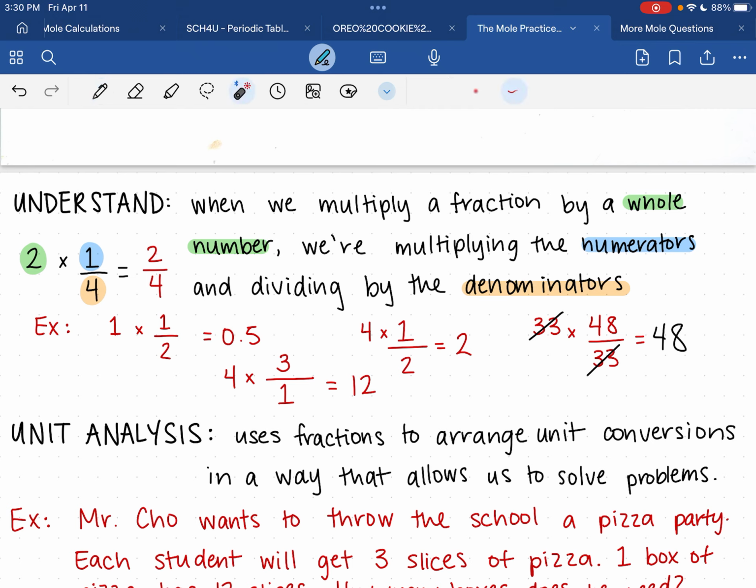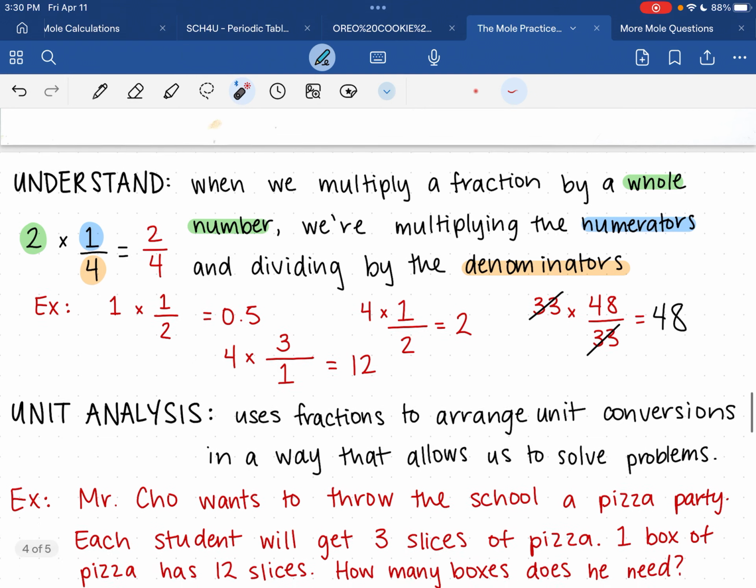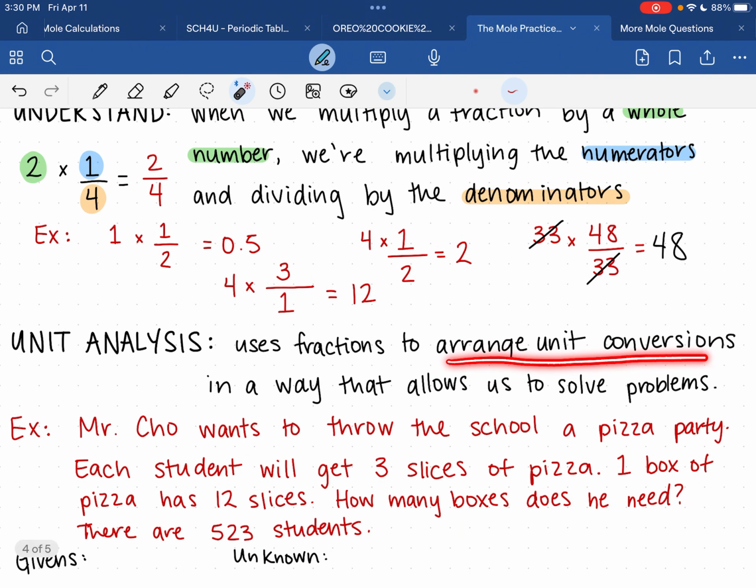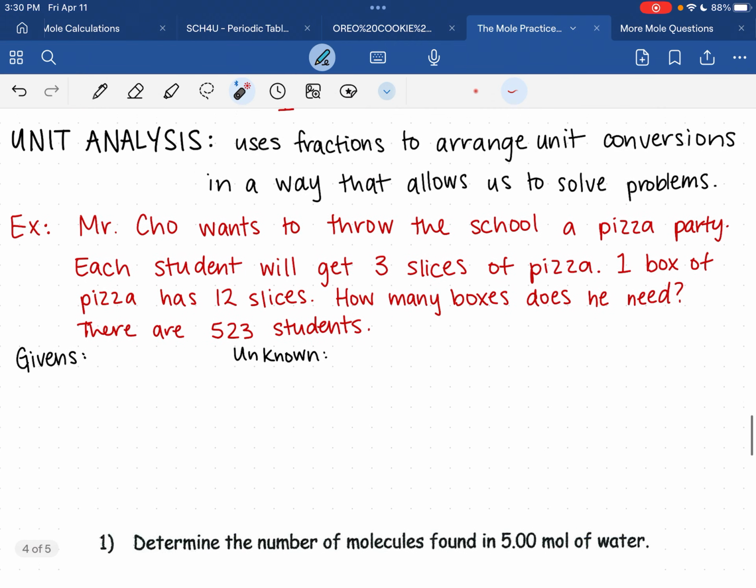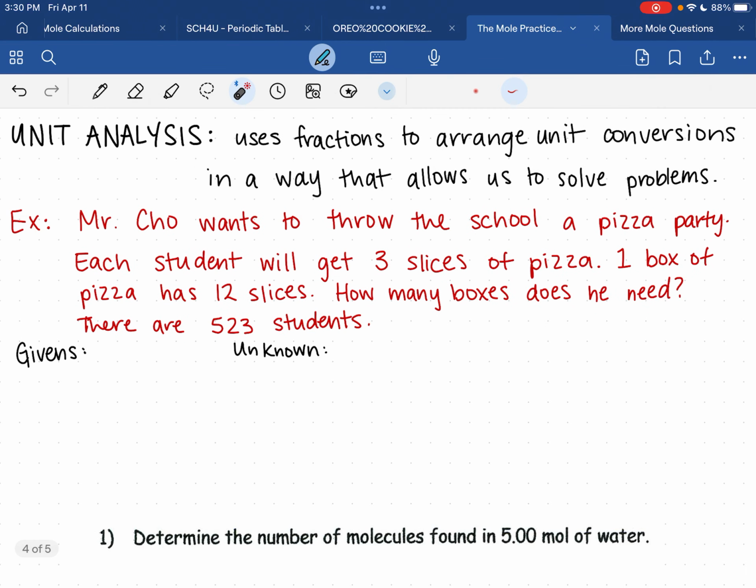So using these sort of tactics, we can use unit analysis to arrange different unit conversions that allow us to solve problems. So what I mean is, let's do an example here. Mr. Cho wants to throw the school a pizza party. Each student will get 3 slices of pizza. One box of pizza has 12 slices. How many boxes does he need? By the way, there's 523 students.